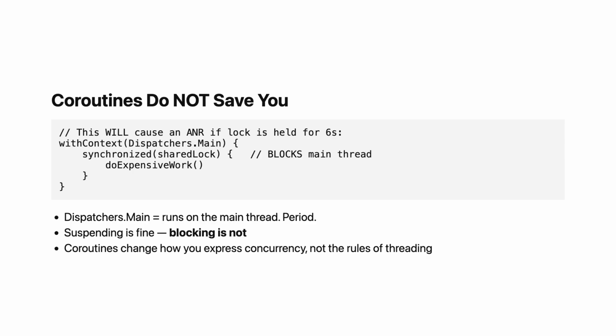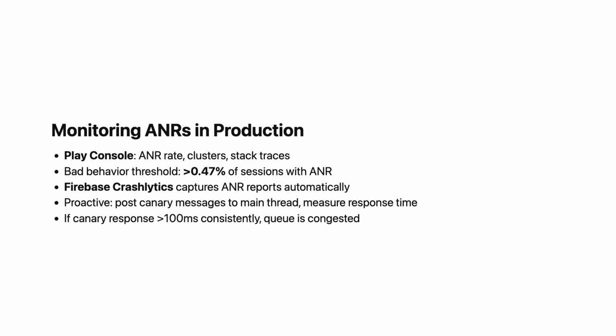Coroutines change how you express concurrency. They do not change the fundamental rules of threading. The main thread is still a single-lane highway, and if you park a car on it, nothing else gets through.